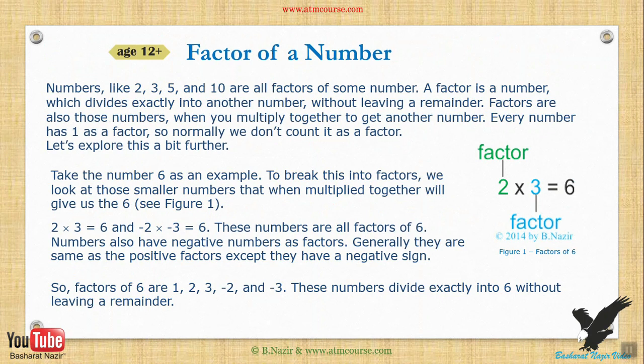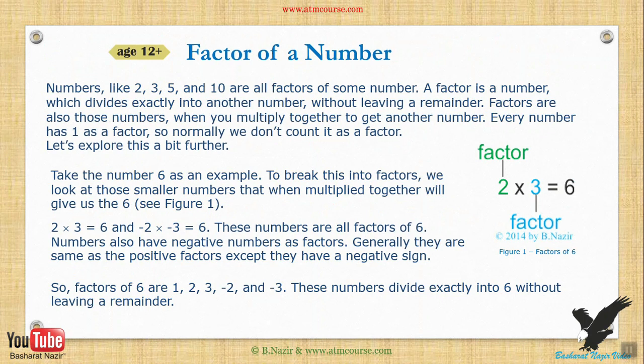Let's explore this a bit further. Take the number 6 as an example. To break this into factors, we look at those smaller numbers that, when multiplied together, will give us 6, see figure 1. 2 multiplied by 3 equals 6, and minus 2 multiplied by minus 3 equals 6. These numbers are all factors of 6.